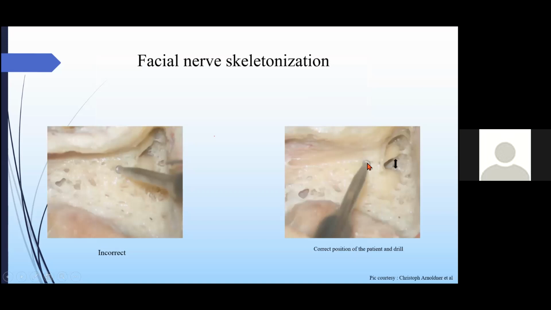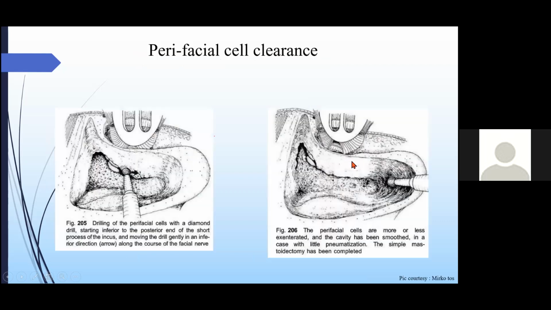So let's skeletonize the perifacial cells. One has to be careful regarding holding of the drill. We should use, first of all, a medium or small size diamond burr in a direction that it is pointing towards the middle ear space and not perpendicular towards the facial nerve. So this is wrong. We should be pointing towards the middle ear space, and we should start drilling from the fossa incudis, just below the fossa incudis, along the curvature of the posterior canal, and we should proceed towards the tip.